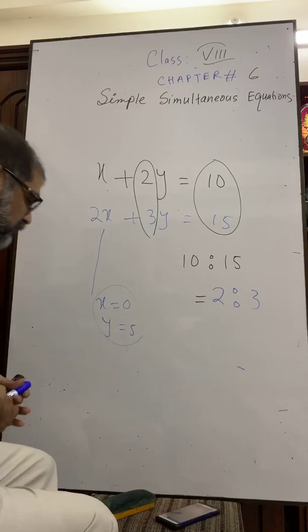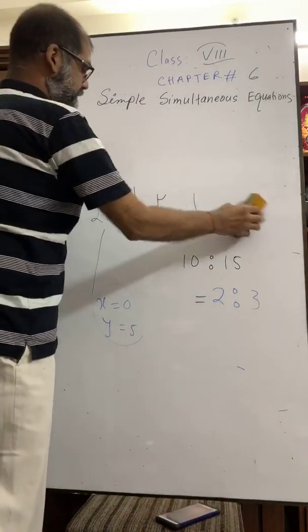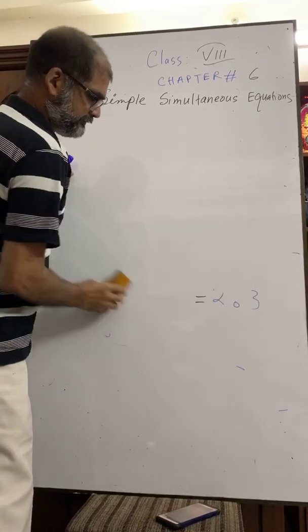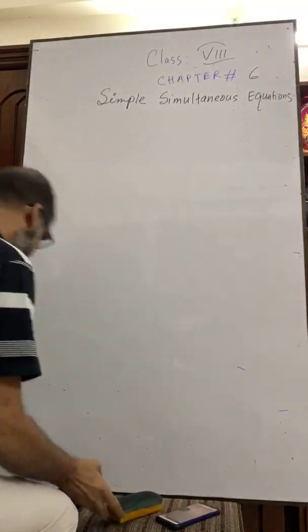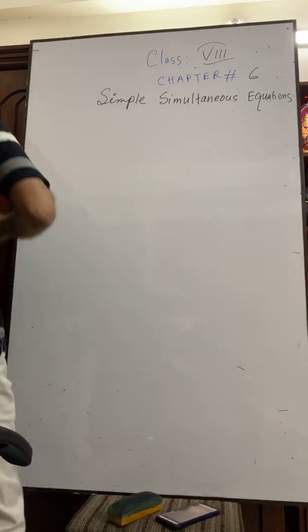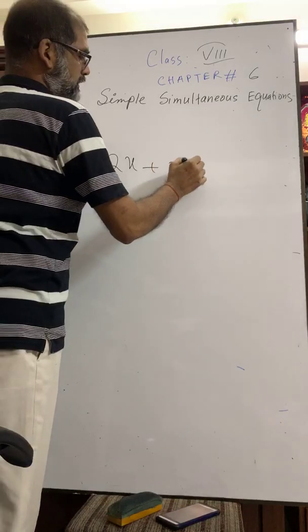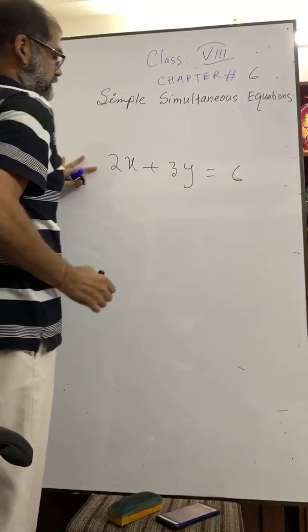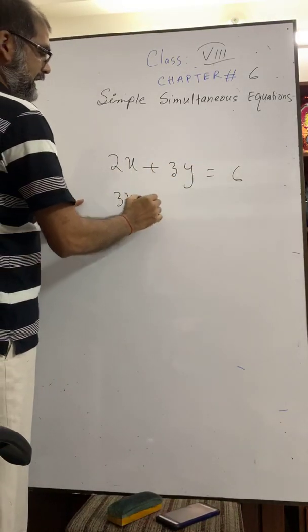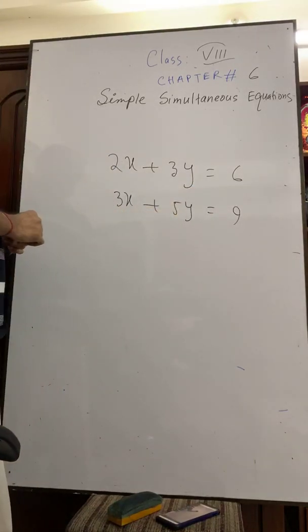Okay, let's try another math. 2x plus 3y equals 6, 3x plus 5y equals 9. Have you seen?